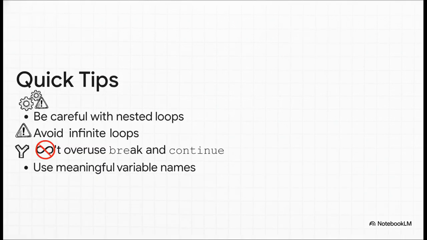So, here are a few quick tips. First, be really careful with nested loops. If you can avoid them, do. Second, always double-check your conditions to avoid those infinite loop traps. Third, try to use break and continue only when you really need them, because they can sometimes make the code's logic harder to follow. And finally, please, instead of just i, j, and k, give your counters names that make sense, like row_index or customer_count. Trust me, you'll thank yourself later.